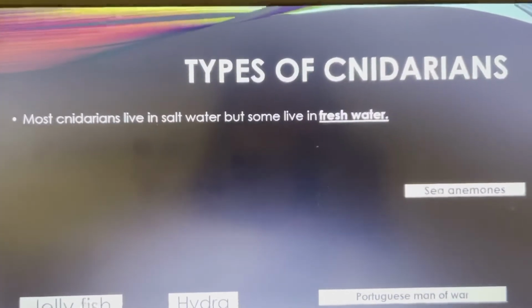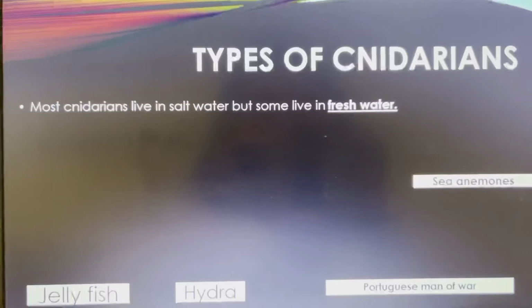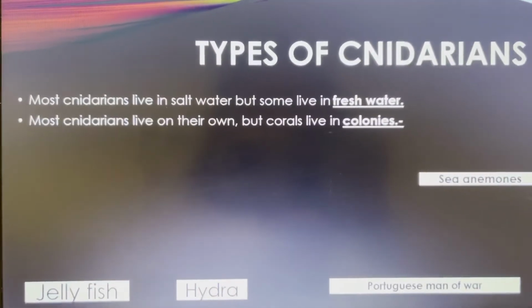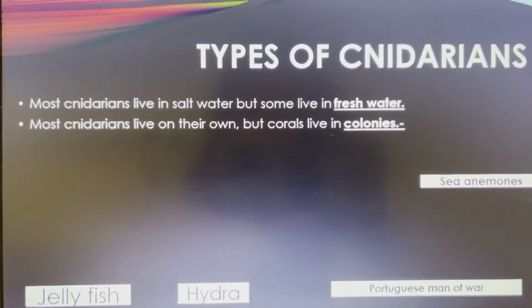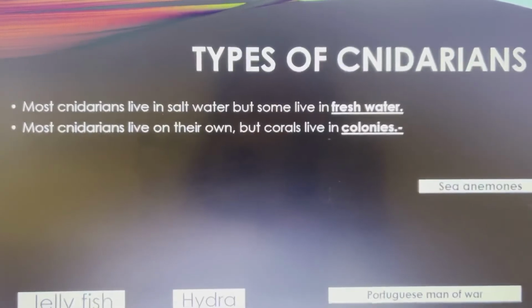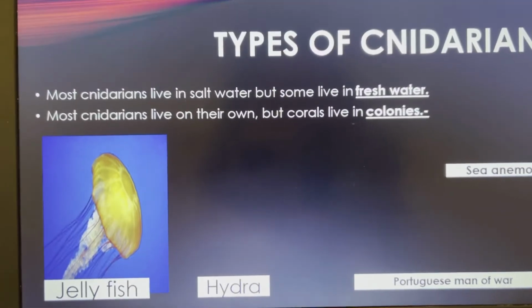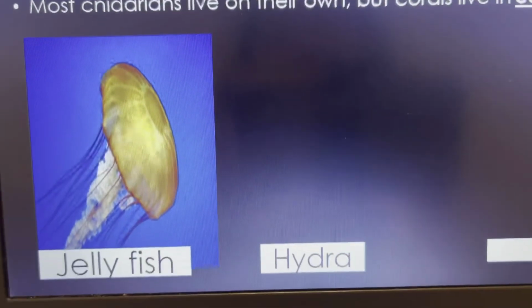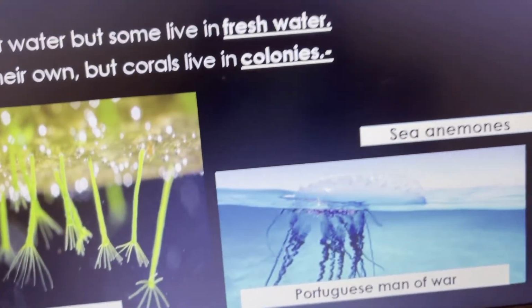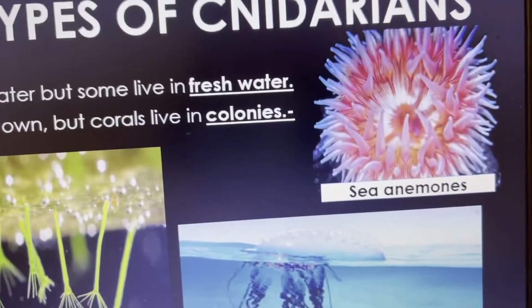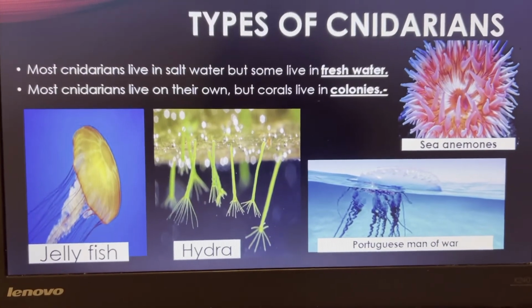Next would be the types of Cnidarians. Most Cnidarians live in salt water, but some live in fresh water. Most Cnidarians live on their own, but corals live in colonies. We all know that colonies refers to groups. We do have here the jellyfish, beautiful jellyfish, the hydra, the Portuguese man of war, and the sea anemones. These are our types of Cnidarians.